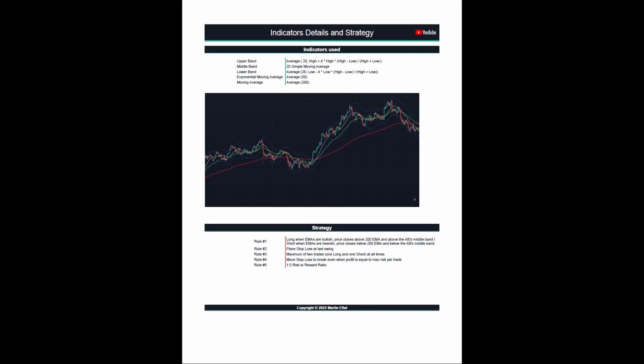Similarly, we go short when the EMAs are bearish, which means the 50 EMA is below the 200 EMA, and the price closes below the 200 EMA, as well as below the acceleration band's middle band. The second rule is we place the stop loss at the last swing. The third rule is we can only have a maximum of 2 trades at all times, and they can only be one long and one short.